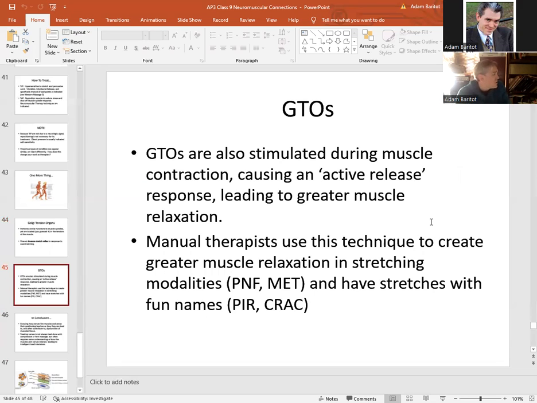They're stimulated during muscle contraction, causing an active release response, leading to greater muscle relaxation. That's how we use it as massage therapists. Again, we see PNF and MET who will use these specific techniques in order to improve flexibility and allow for greater muscle release.